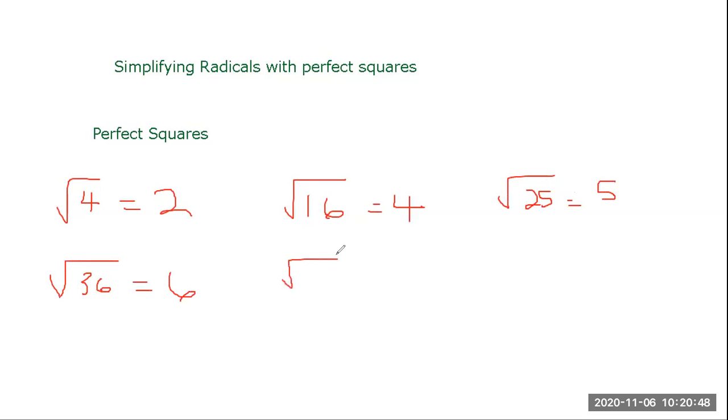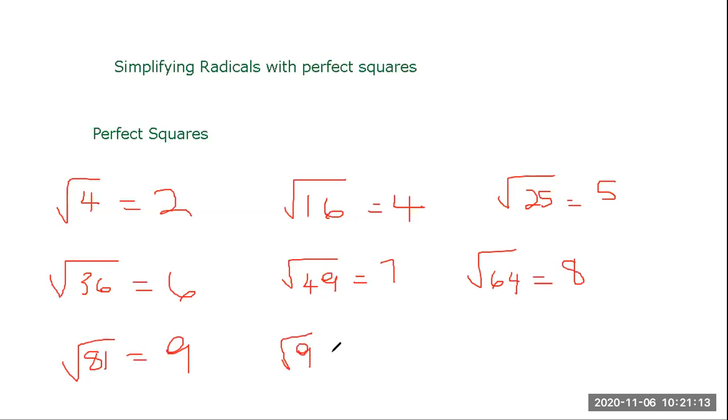The square root of, what's another one? 49 is 7. The square root of 64 is 8. The square root of 81 is 9. Oh, I missed that one, thank you. The square root of 9 is 3. So 2, 3, 4, 5, 6, 7, 8, 9. The square root of 100 is 10.